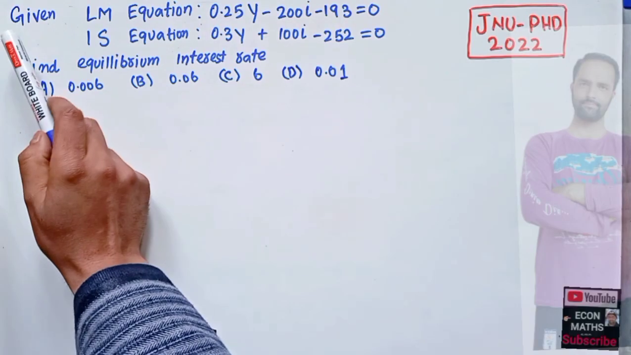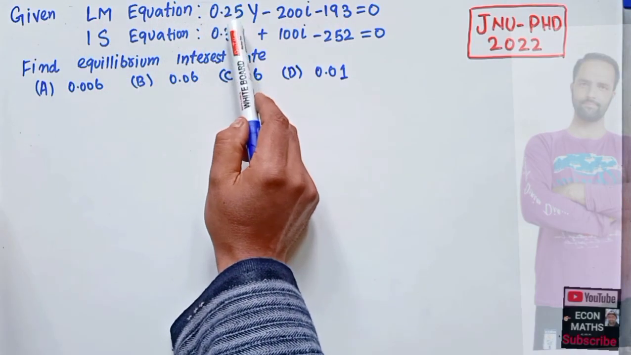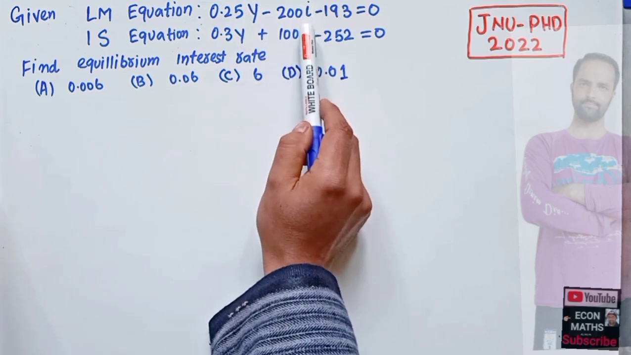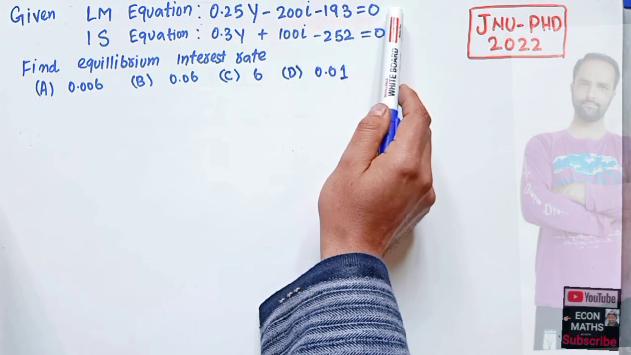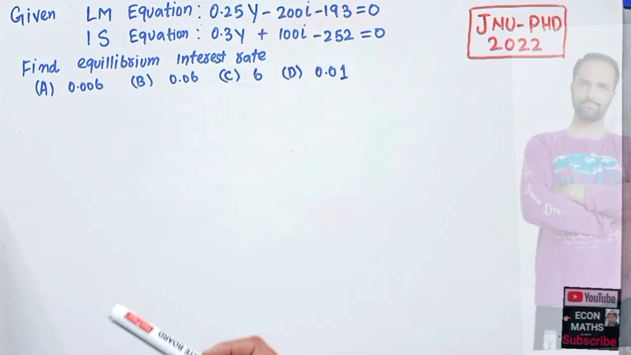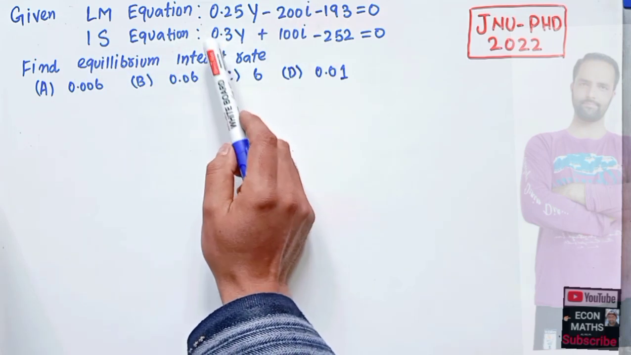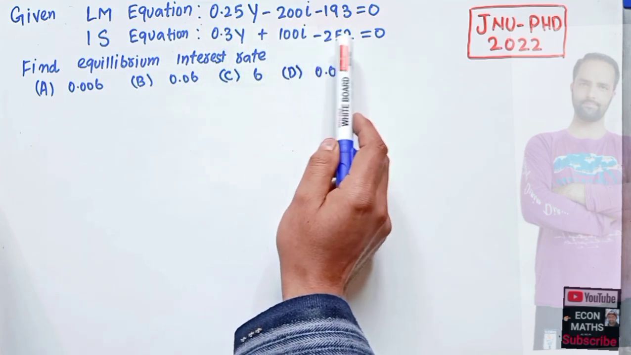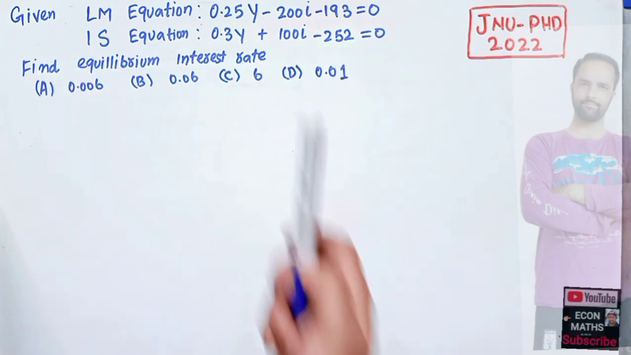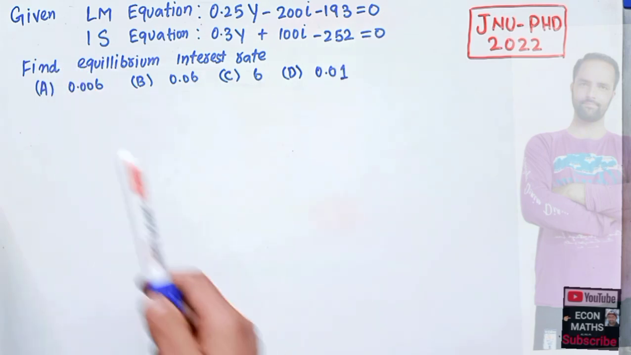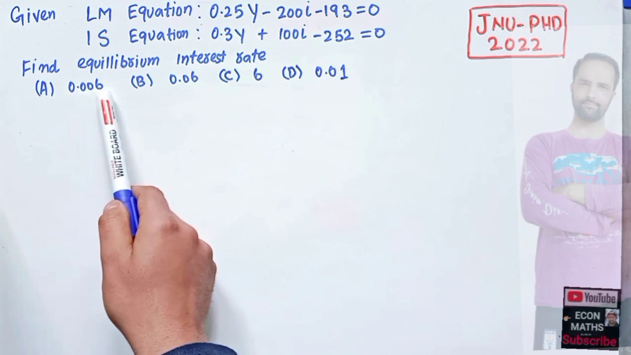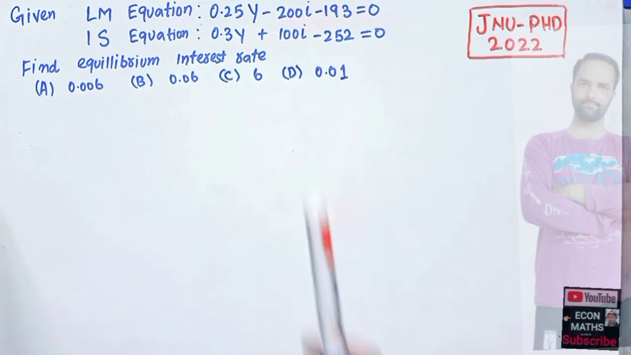The question is, the given LM equation is 0.25y minus 200i minus 193 is equal to 0. Y is the income, i is the rate of interest, and the IS equation is given as 0.3y plus 100i minus 252 is equal to 0. We need to find out the equilibrium interest rate. The options are 0.006, 0.066 or 0.01.